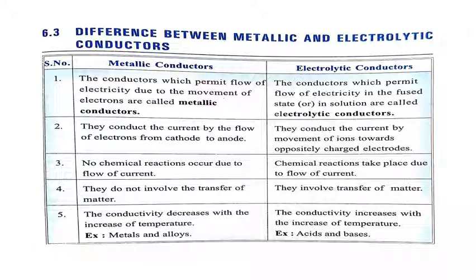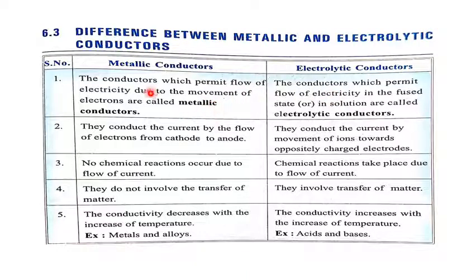Next, we discuss the differences between metallic and electrolytic conductors, or electronic conductors and electrolytes. Take two columns: serial number, then in the first column metallic conductors, in the second column electrolytic conductors. What are metallic conductors? The conductors which permit flow of electricity due to the movement of electrons are called metallic conductors. What are electrolytic conductors? The conductors which permit flow of electricity in the fused state or in solution are called electrolytic conductors.